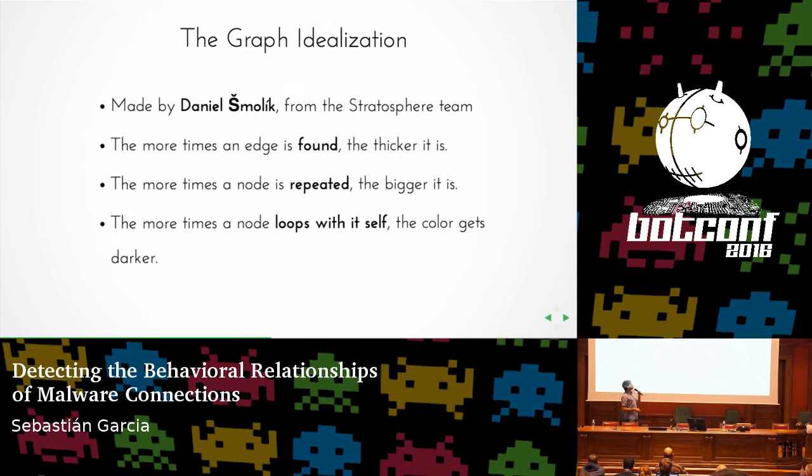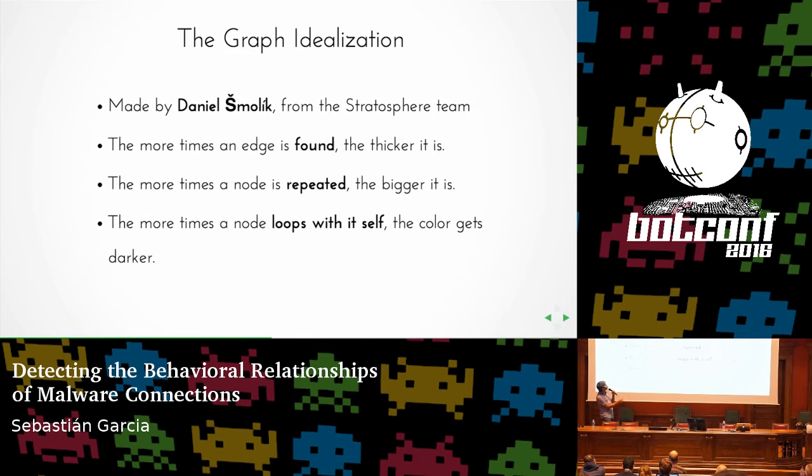So what's happening here is that thanks to our student Daniel Schmolik from the Stratosphere team, he created these graphs. Every time that an edge between two nodes is found, the edge, the line is thicker, okay? And every time that a node is repeated, that means that the computer is connecting again and again and again, then the node is bigger, okay? And the more times a node is looping with itself, because it's repeating, then the colors get darker.